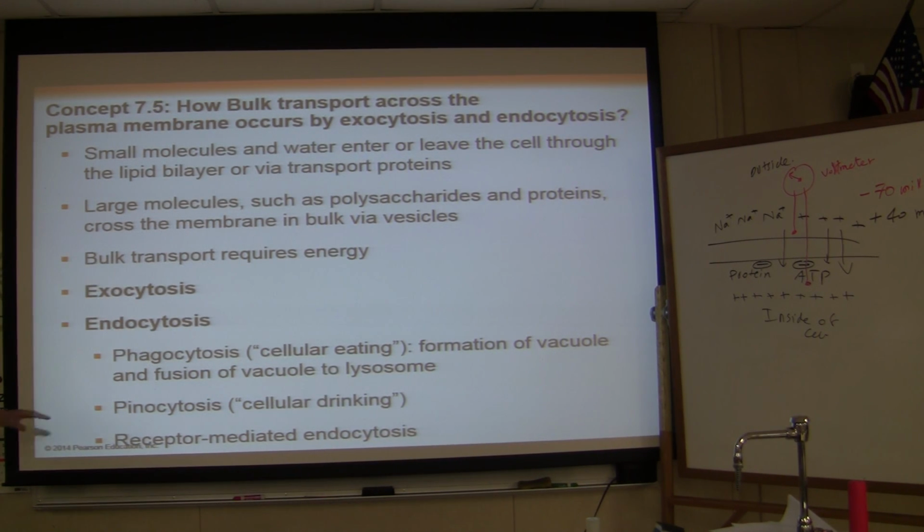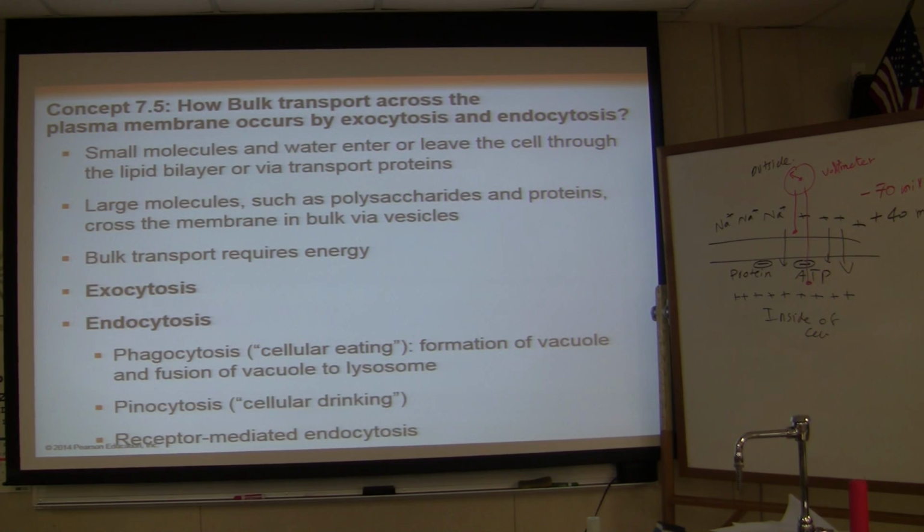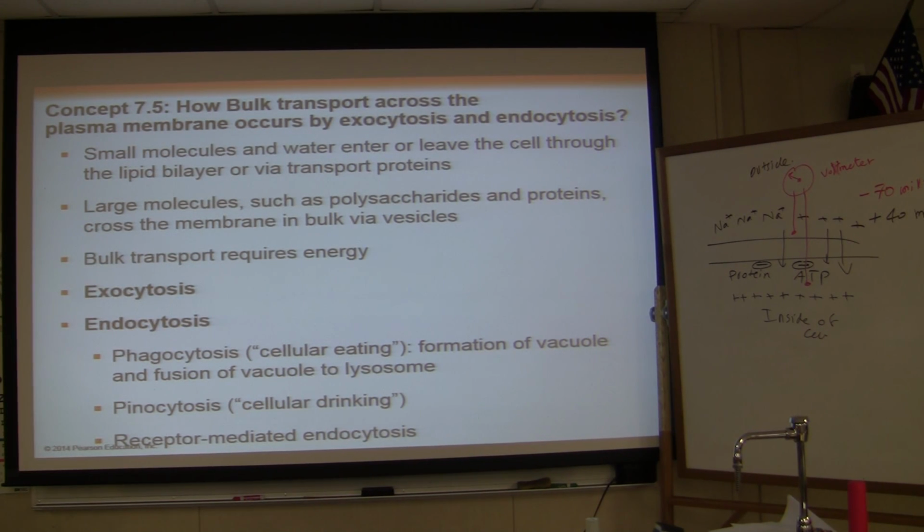But anyway, pinocytosis is cell drinking. That was phagocytosis; in pinocytosis, all of a sudden you have a lot of fluid going inside of the cell by formation of vesicles. And then receptor-mediated endocytosis means the cell must have a receptor, a protein molecule, in order to engulf my finger. It must have a receptor.